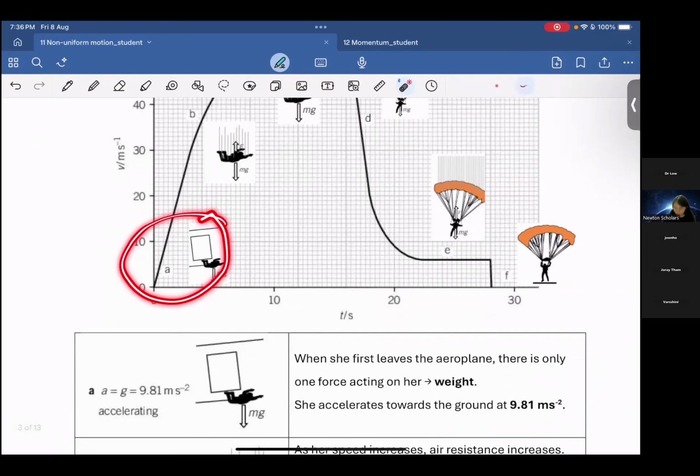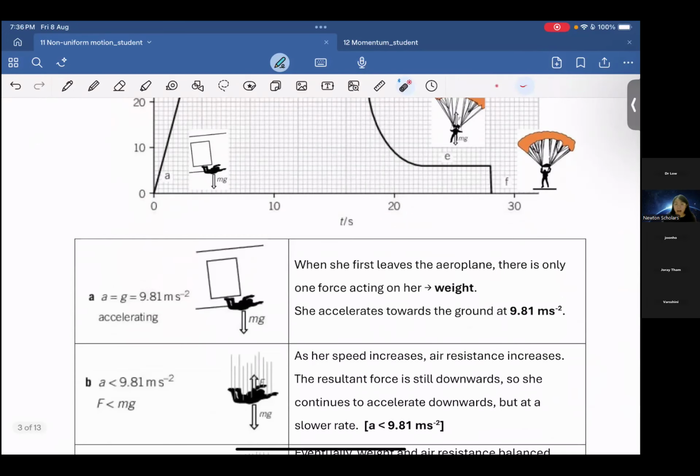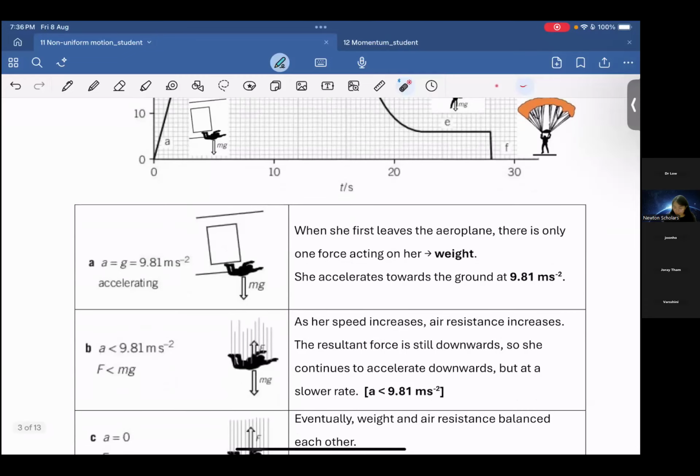So we look at the A step here, starting here. When starting, you jump out from the airplane, or whatever. At here, there is no air resistance yet. The only force acting on the object, or you, is the weight. There is no air resistance as such. So they will accelerate at 9.81 meters per second squared. Starting, no air resistance yet, so it will accelerate. The only force acting on the object is the weight.